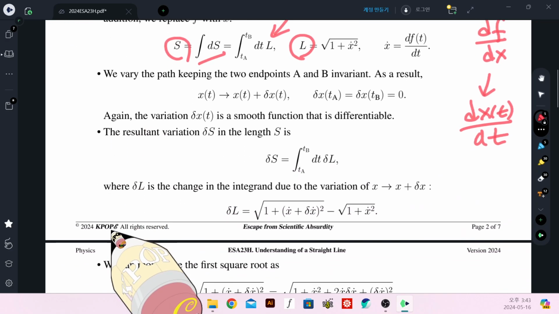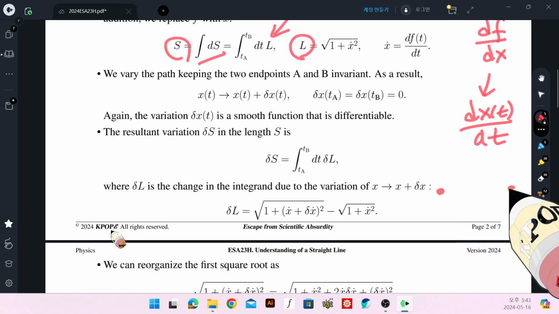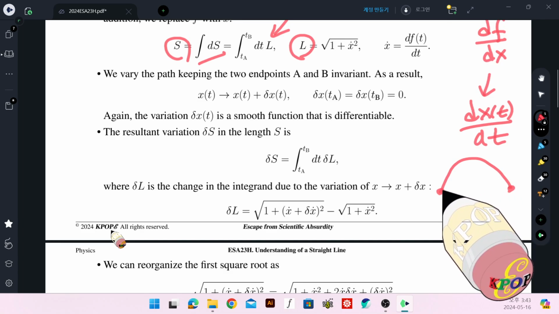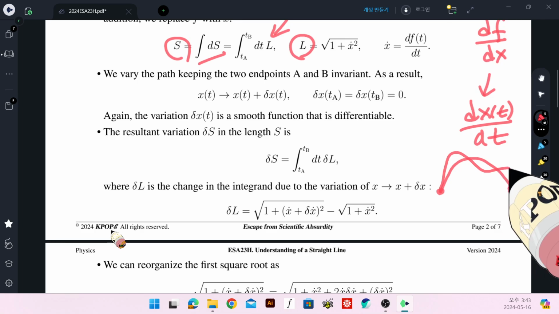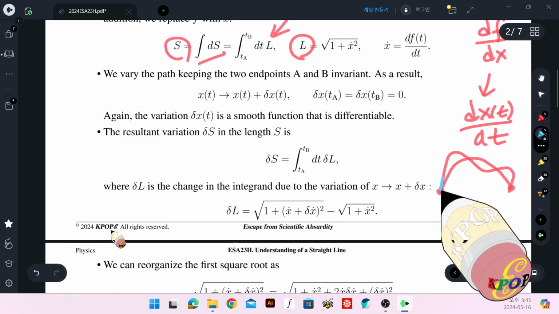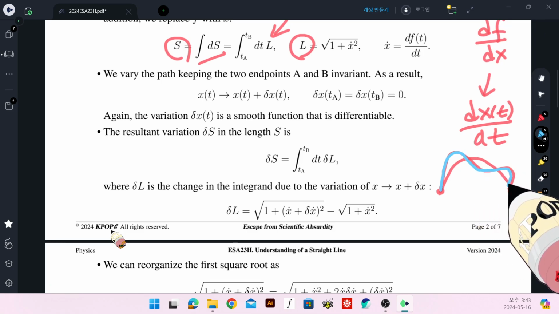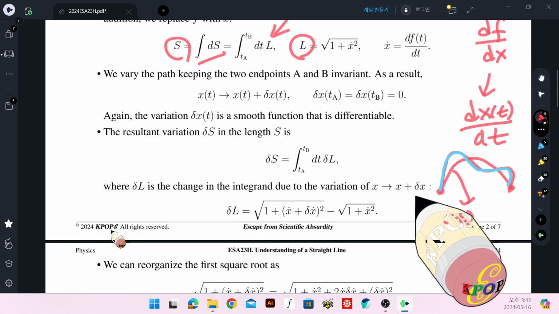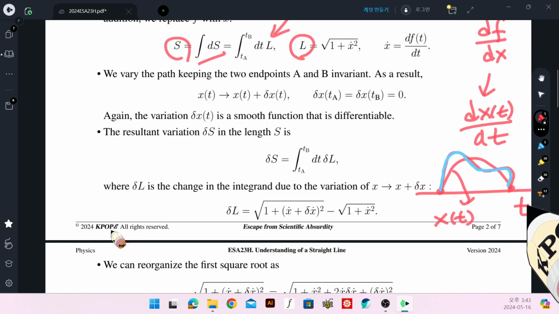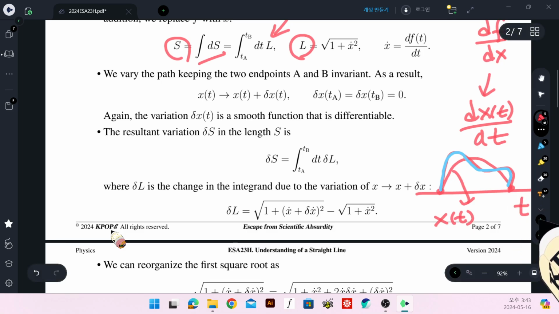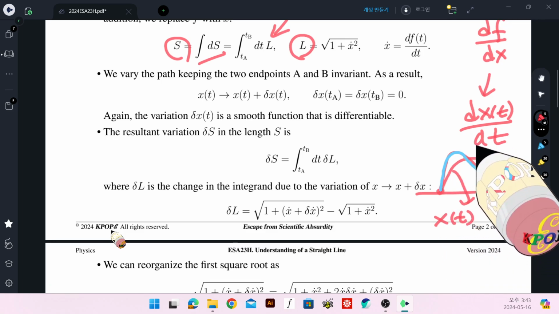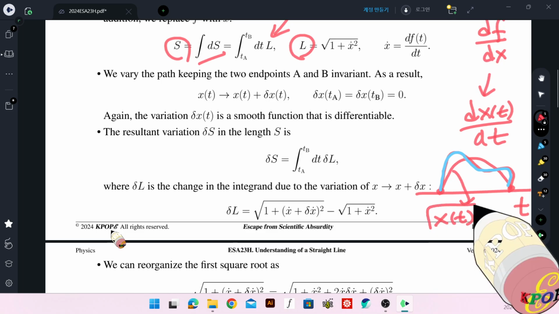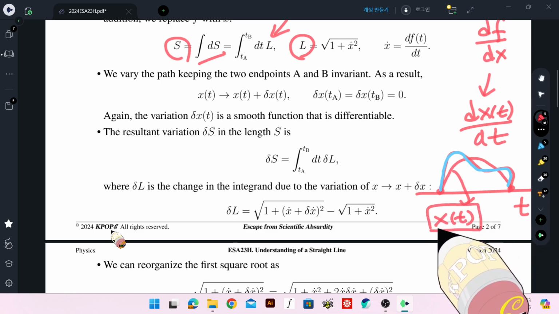We vary the path keeping the two endpoints the same, and we'd like to choose a curve, and then from that curve we deviate the curve. So why don't we use another color? Okay, so this is represented by the curve x of t. Now we call this horizontal axis the time axis, t, and this curve is represented by a function of t that is called x.